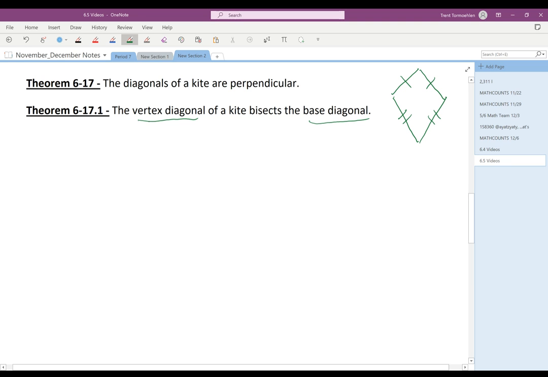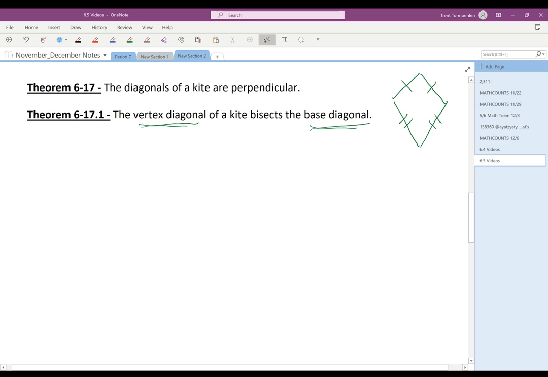The reason I chose this terminology is that we're going to think about a kite as two isosceles triangles that share a side. It's the best way to think about kites: a kite is just two isosceles triangles that share a base. So we call this one the base diagonal because it's the base of the two isosceles triangles, and then we're going to call the other diagonal the vertex diagonal.